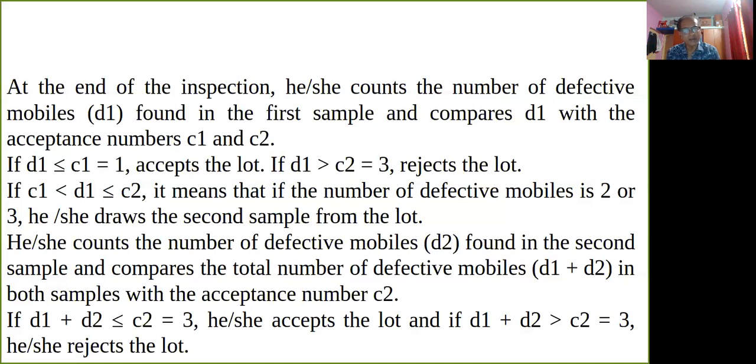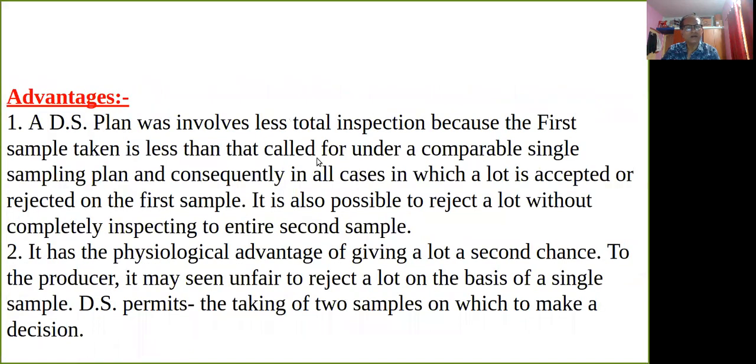Now, if this D1 plus D2 is less than C2, then accept the lot. C2 is 3. If the two samples are put together and their sum is less than 3, then he needs to accept the lot. If D1 plus D2 is greater than C2, that is 3, then he needs to reject the lot. So that is one of the explanations for the double sampling plan.